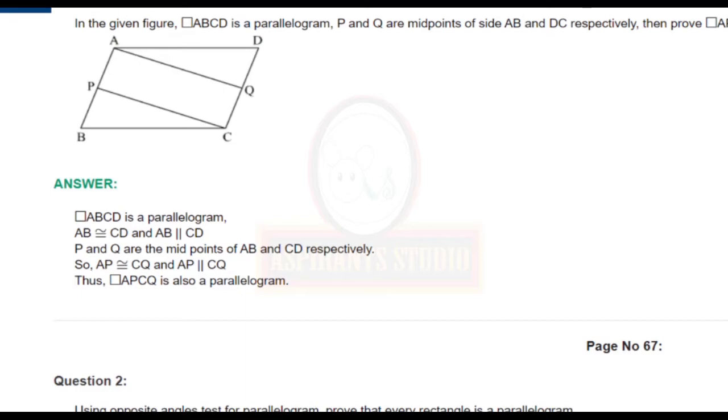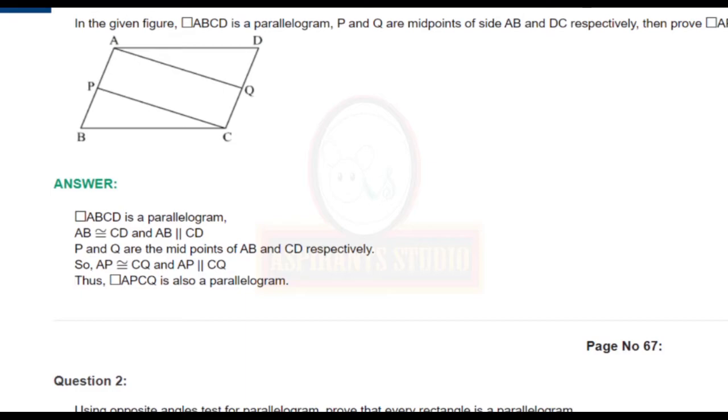Given quadrilateral ABCD is a parallelogram, P and Q are midpoints of side AB and DC respectively. To prove quadrilateral APCQ is a parallelogram. It is there in the question, but you have to write in the proper format. Given, then to prove. I suppose you would have understood. Take your notebook and write properly. Now, below that you write proof.